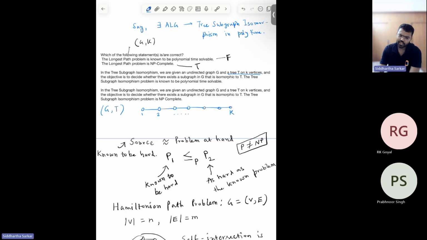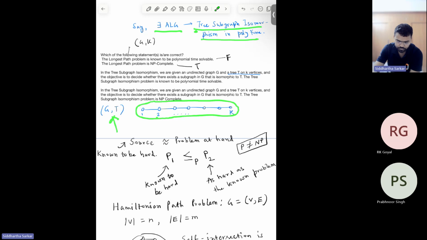Okay. And so what do I know? I know that there is an algorithm by my assumption that can solve this tree subgraph isomorphism problem in polynomial time. So that means this algorithm can tell me whether there is an isomorphic copy of this path in my graph. And if it exists, then that means there is a long path of length k in my graph, isn't it?